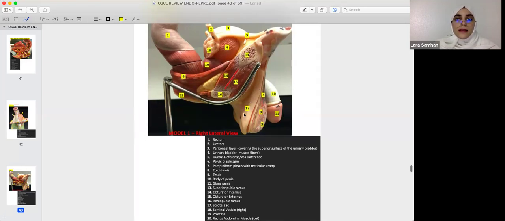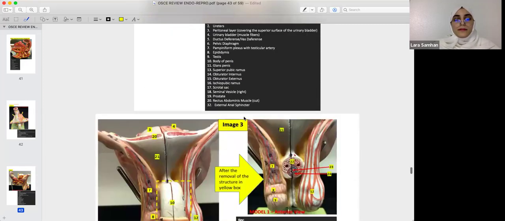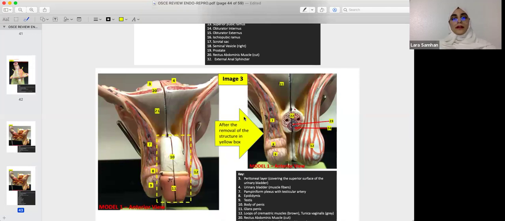So yeah, and the sac at the very back of the testis is called the scrotum, or the scrotal sac, okay? Good. So moving on, this is another orientation of the male external genitalia.